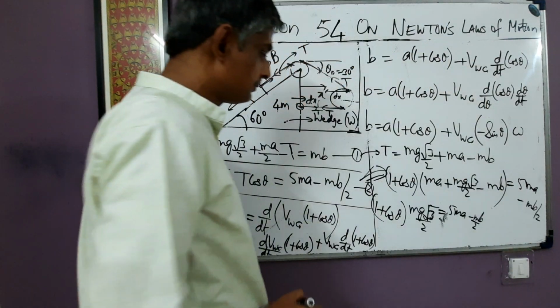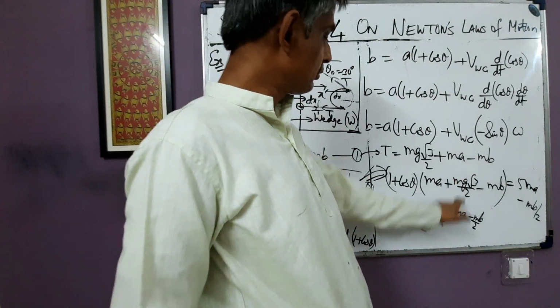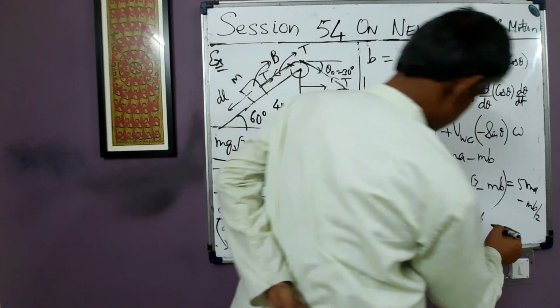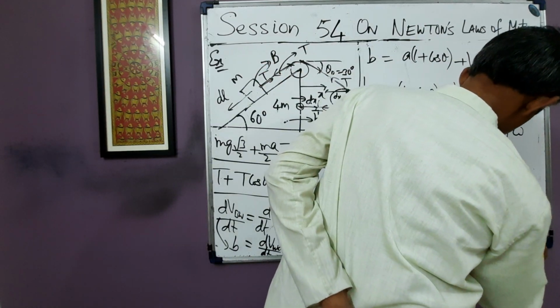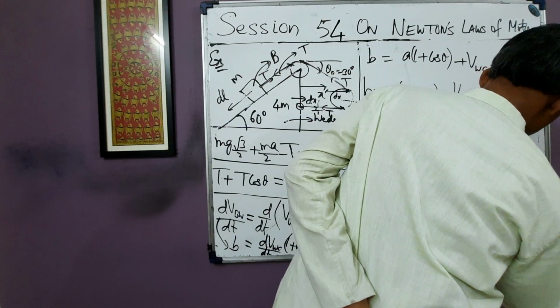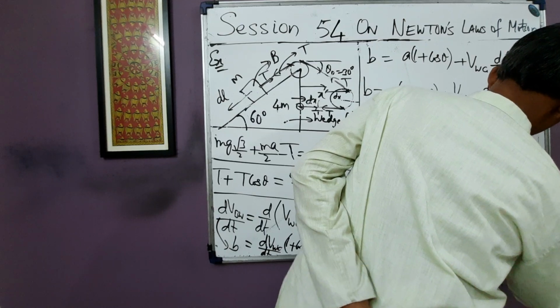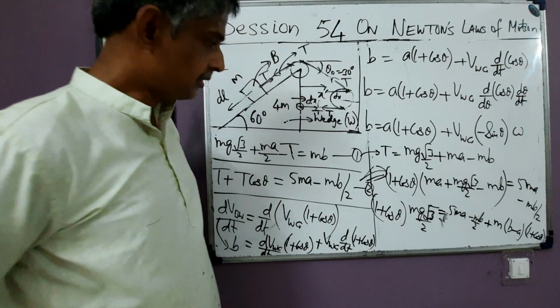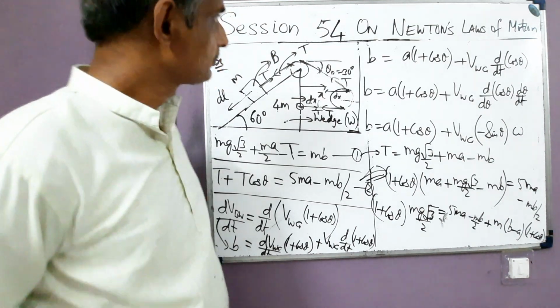minus mb/2. And (1 + cos θ) mg√3/2 is this much. And the remaining term I shift on that side. That becomes how much? m into (b − a) into (1 + cos θ). I hope it is properly solved. Is it clear what I have done? Is it clear? So what do we get here?